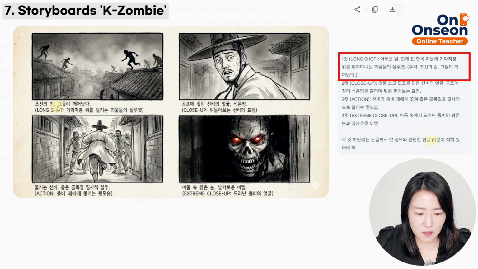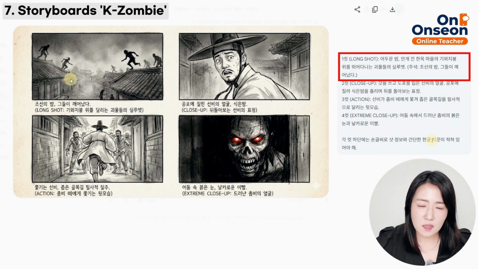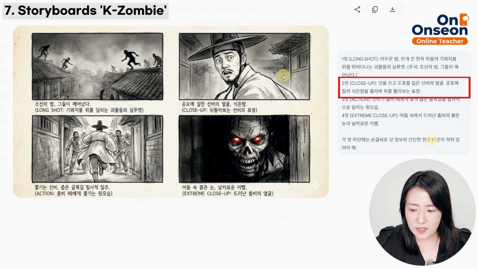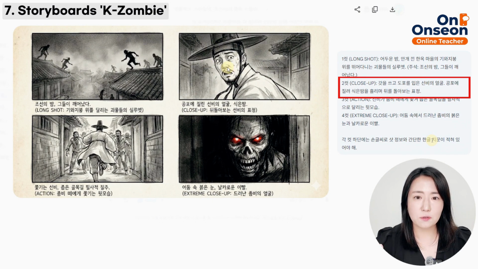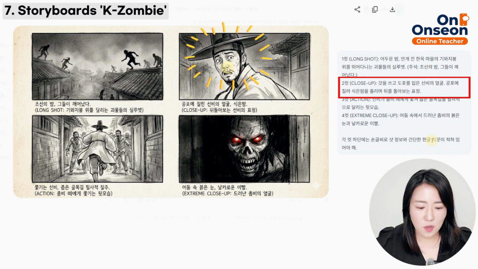In the first panel, even though I didn't actually add any text, it came up with things like "Night of Joseon, they have awakened." I asked it to draw monsters running across tiled roofs, and it matched the concept perfectly. The overall color scheme and the art style really capture the feel of a zombie story. For the second panel, I asked for a close-up of a scholar wearing a gat with a terrified expression. The close-up turned out really well, didn't it?